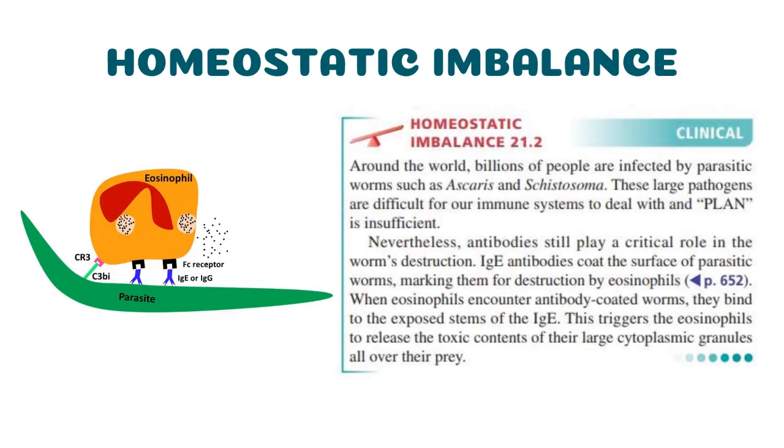So in this homeostatic imbalance, as I explained how antibodies work, sometimes against some parasitic worms that are very large, this antibody interaction doesn't work. So what happens is these parasitic worms will be targeted by IgE antibodies, and whenever we are affected with these pathogens, eosinophils will bind to the stem of the IgE, which might lead to the release of histamine, and it causes inflammation.